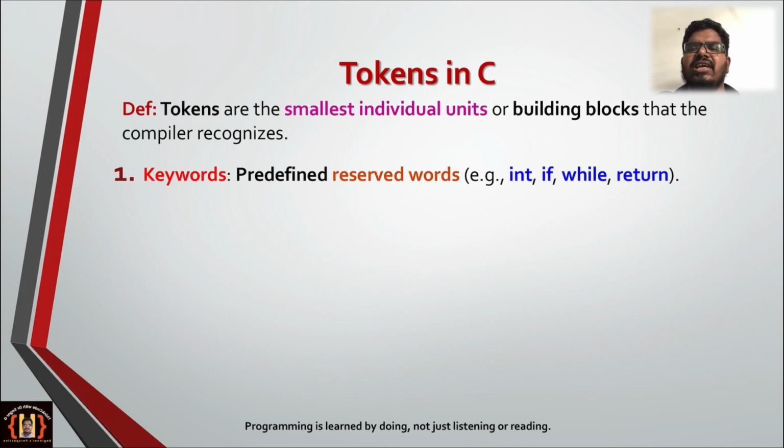The first one is keywords. Keywords are predefined reserved words. Examples could be int, if, while, return. These are all predefined, which means they have a separate meaning. Their meaning is already defined, so you cannot change it. You have to use them as they are. They are reserved words, so they should not be used for other purposes. They should be used only for the purpose they are designed for.